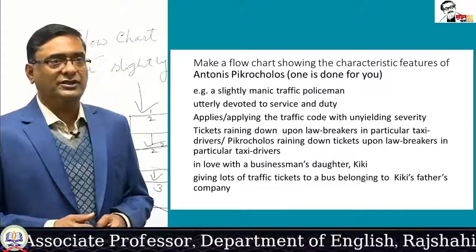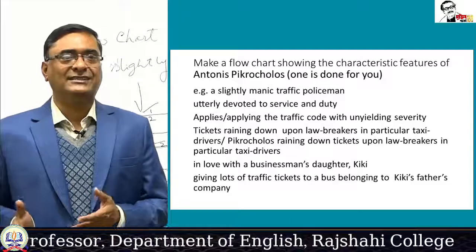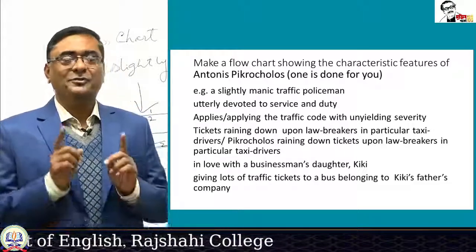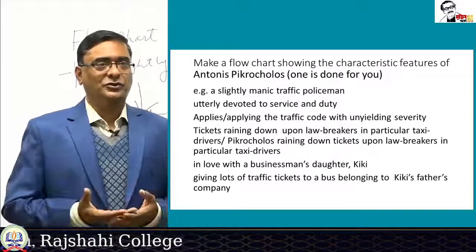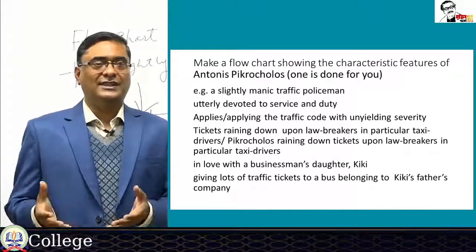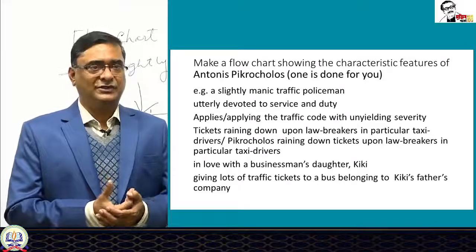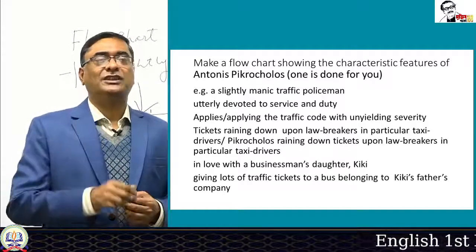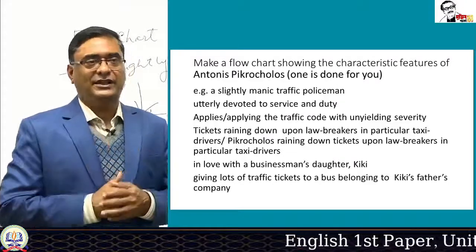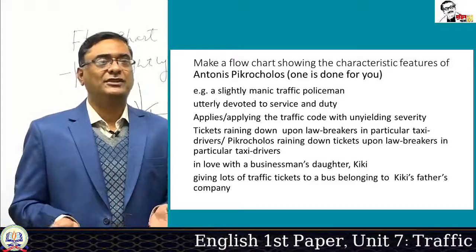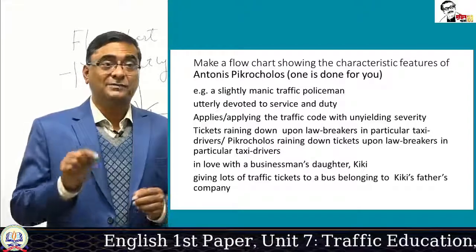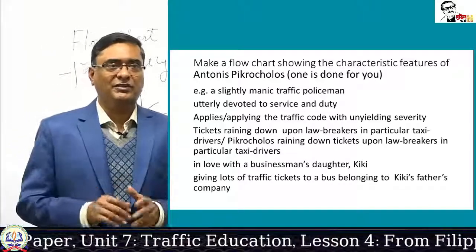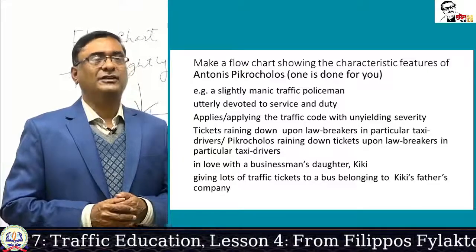You can also ask me a question. If I omit Picroclus, if I simply say raining down tickets upon lawbreakers, in particular taxi drivers, it's okay. No problem. Why is it okay? Because we are talking about Picroclus. The subject is Picroclus. As long as the phrase is directly linked to the subject, then you can write it. Otherwise, if the subject changes, then you have to use the subject as well. So this phrase can be written in three ways. Number one, tickets raining down upon lawbreakers, in particular taxi drivers. Okay, Picroclus raining down, this is better. The second option is better. Picroclus raining down tickets upon lawbreakers, in particular taxi drivers. Or you can simply write raining down tickets upon lawbreakers, in particular taxi drivers.